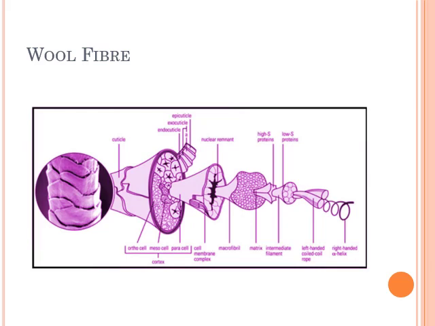Fine wool fibers have about 20 such cells, whereas coarser wool fibers have about 50 cortical cells across the diameter of their cross section. Then the medulla. Coarser fibers have a hollow space running lengthwise through the center. This is the medulla.